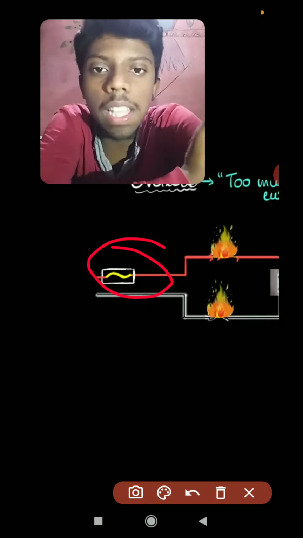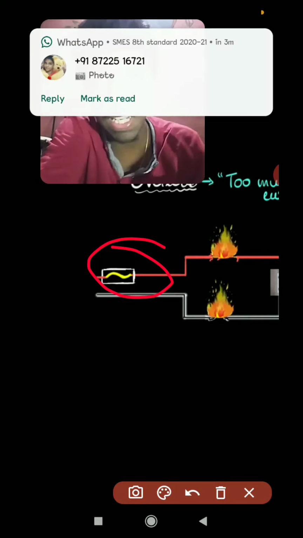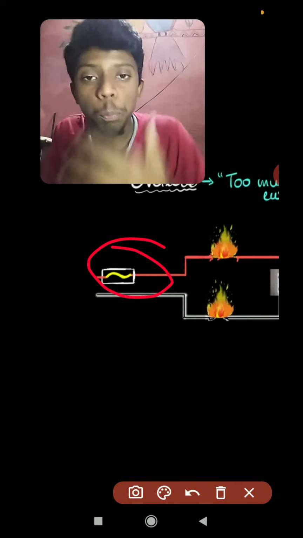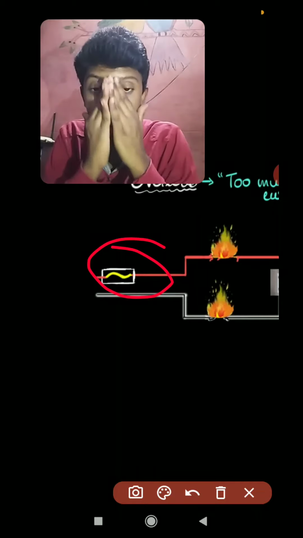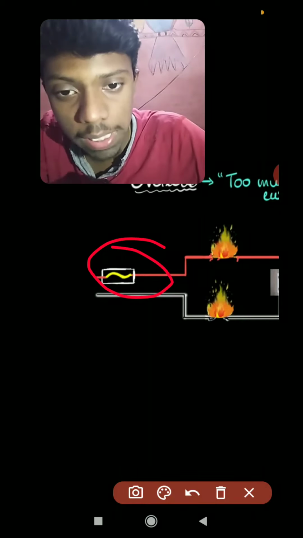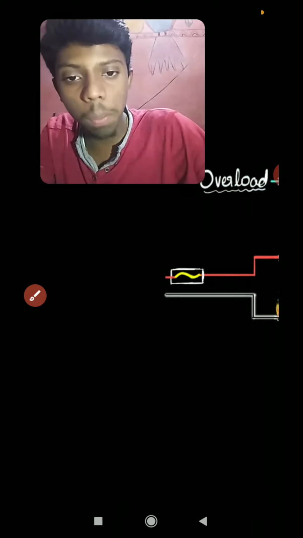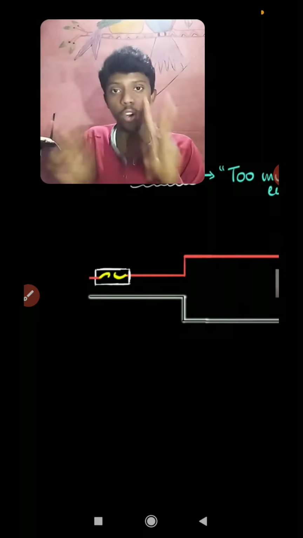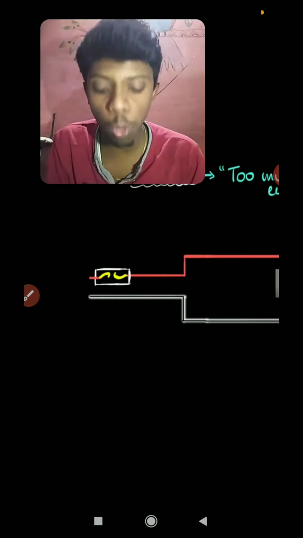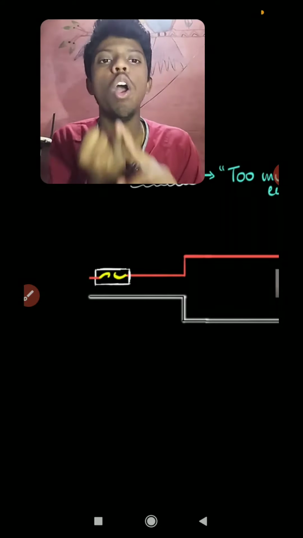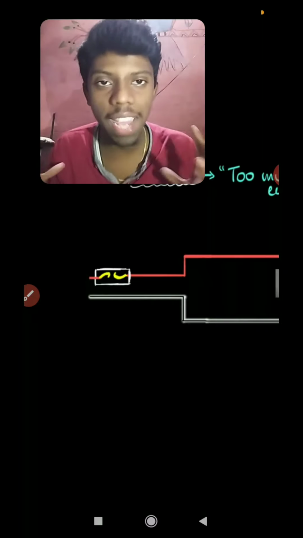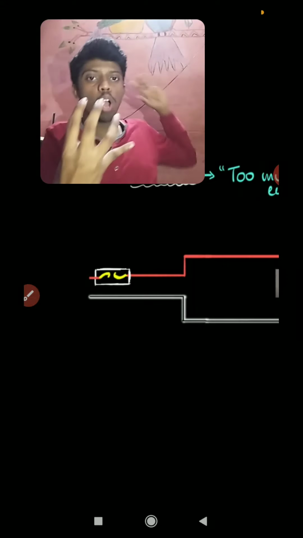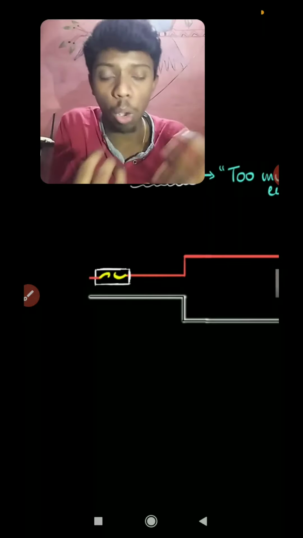A fuse is a device which protects electric appliances from any danger. Your fuse will protect the electric appliances. How it protects: you can see a yellow colored thing there, right? If it takes more current, and the fuse has two important properties, make a note. One is that it has a very low melting point, and it also has a high resistance. Since it has a high resistance, it doesn't allow the current to pass easily.